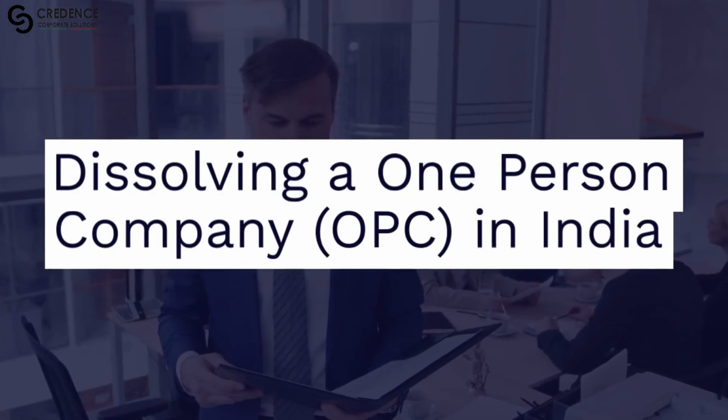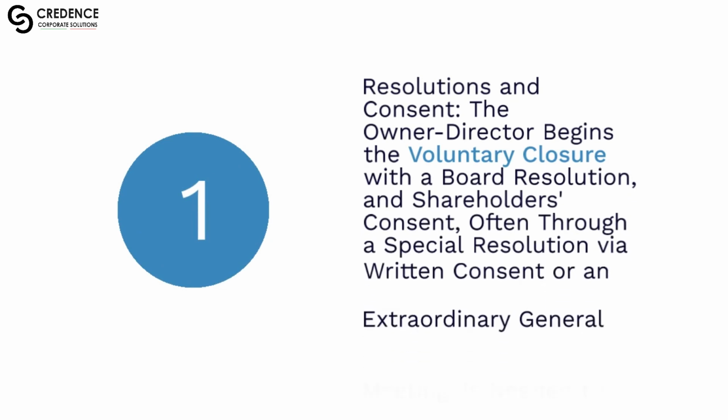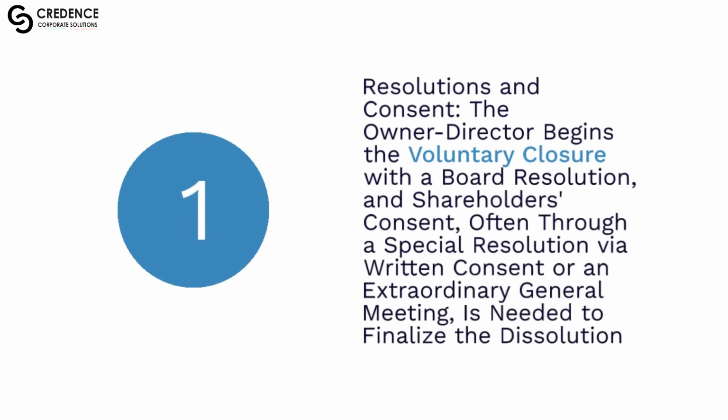Dissolving a one-person company in India. 1. Resolutions and consent. The owner-director begins the voluntary closure with a board resolution and shareholders' consent, often through a special resolution via written consent, or an extraordinary general meeting is needed to finalize the dissolution.